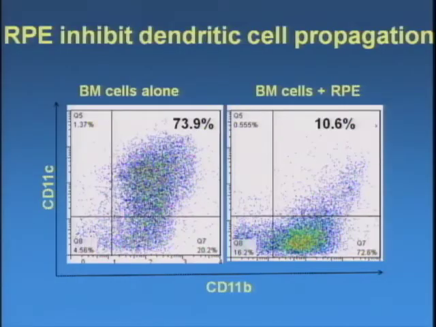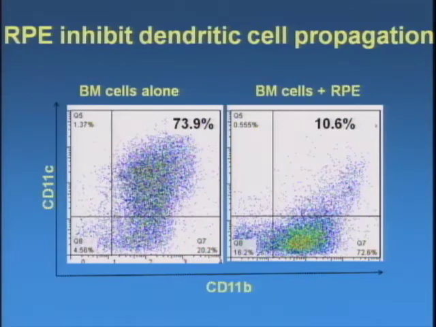So to test this hypothesis, we followed a well-established protocol for dendritic cell propagation. As many immunologists know, if you culture bone marrow cells with GM-CSF and IL-4 for 5 days, they're going to differentiate into CD11c positive dendritic cells. So what we did is we cultured bone marrow cells together with those cytokines in the presence of RPE.